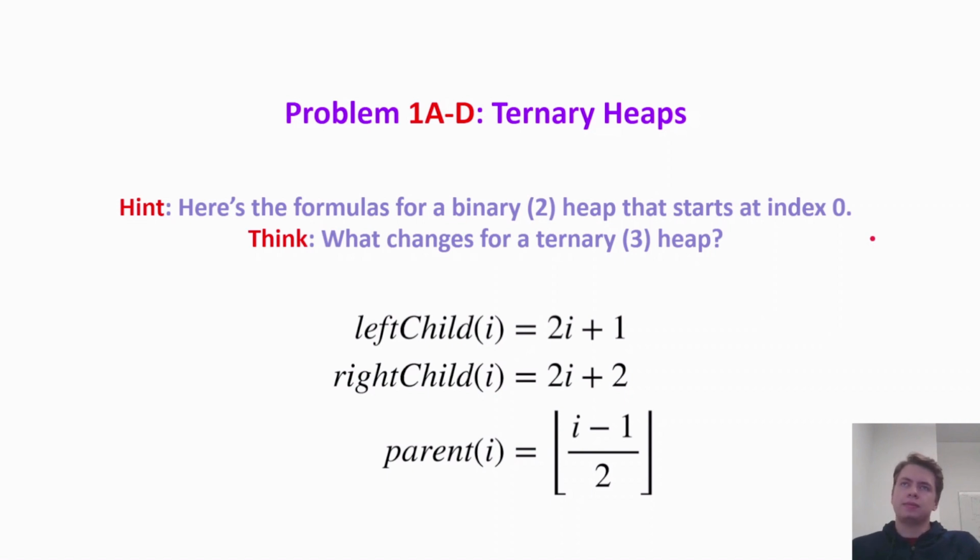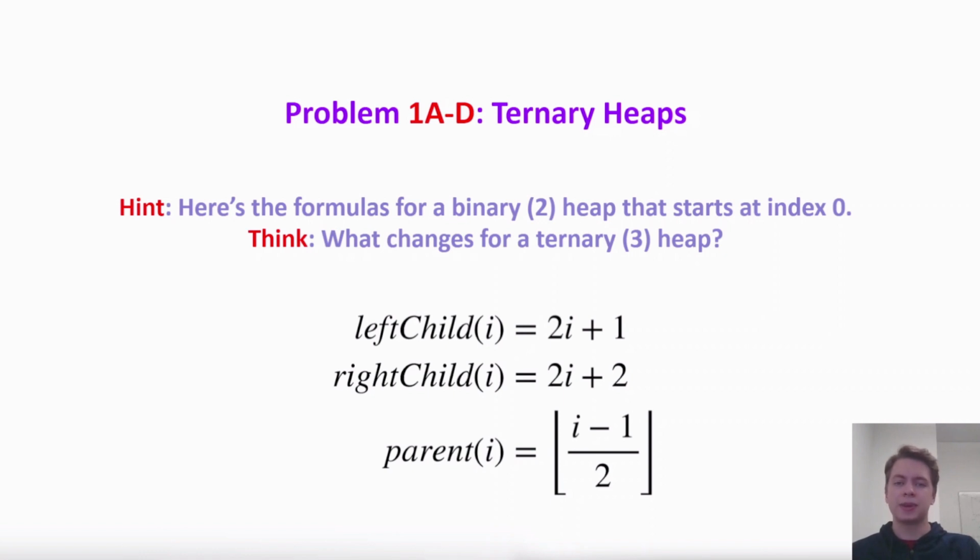Cool. Now let's pause the video, and I want you to attempt problem 1A through D. This will walk you through creating an array representation of a ternary heap, so a heap where every node can have up to 3 children, and then doing some math and coming up with the formulas for the new ternary heap instead of a binary heap. So pause the video and attempt problems 1A through D here.